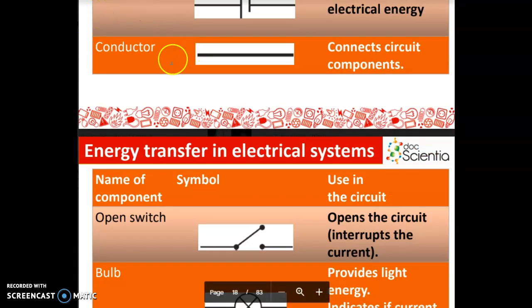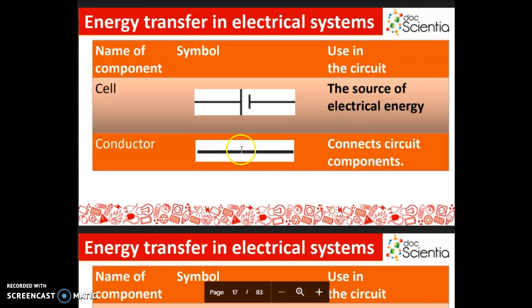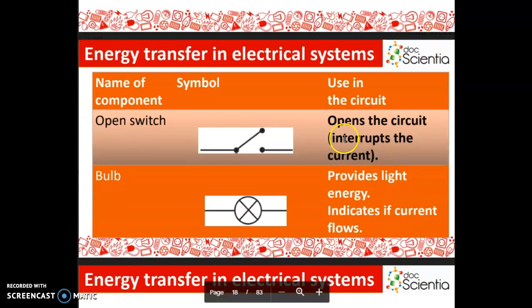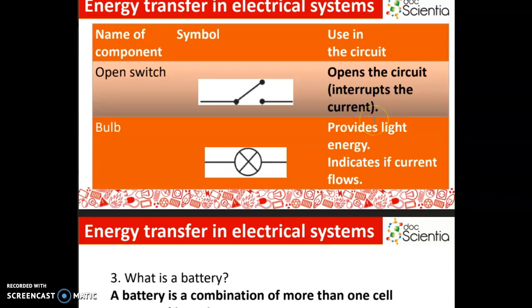What is a conductor? What is the symbol of a conductor? It's just a straight line. And what is its use in the circuit? It connects the circuit components, like a wire. What is the symbol for an open switch? It is this little thingy, which is open. And what is the use of it in the circuit? It opens the circuit, so it interrupts the current, like a light switch that puts it on or off, basically.